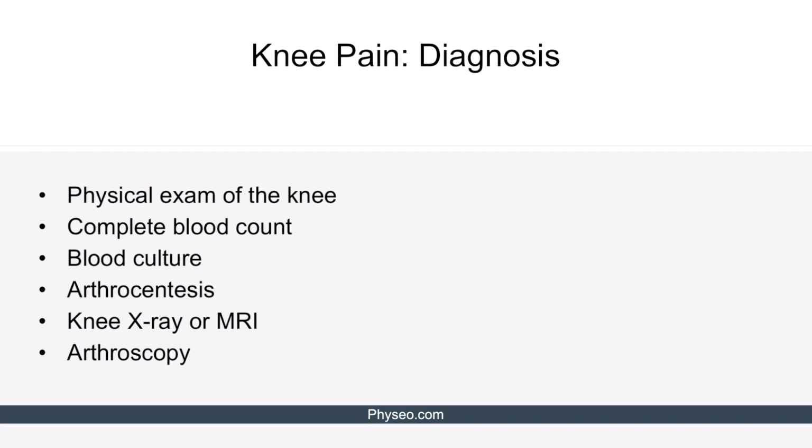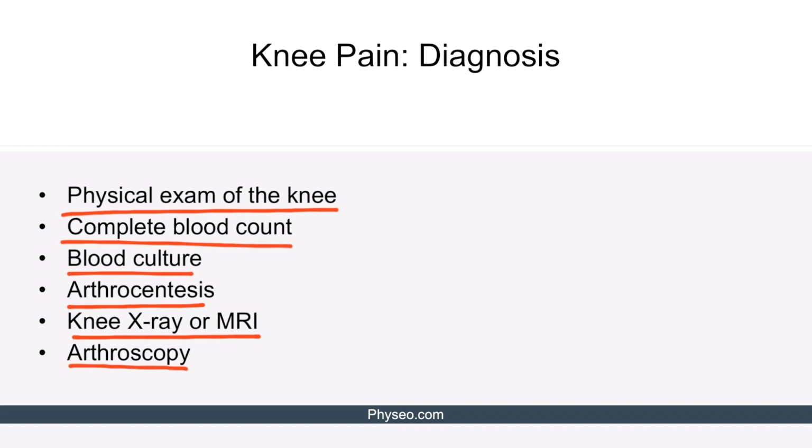Diagnosis of knee pain starts with a physical exam of the knee. One should be alert for alarming signs like warmth, erythema, and swelling. A complete blood count and blood culture are done if septic arthritis is suspected. Arthrocentesis allows for synovial fluid analysis for microbes and crystals. Knee X-ray or MRI may be necessary to observe the bones, menisci, and soft tissues around the joint. Arthroscopy is an invasive procedure used to observe the synovial space from the inside.